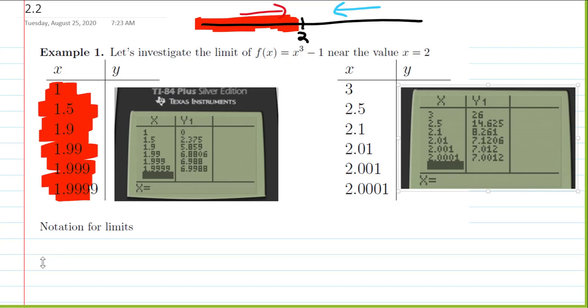So here, and once again, we notice that our output seems to be getting closer and closer to the number 7. So no matter which direction I am approaching the value x equals 2 from, the output, or the y value, seems to be approaching the number 7.